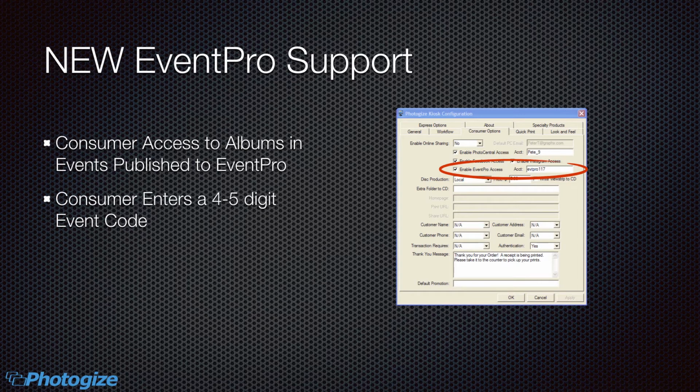The way they access this is after they've touched the button that says Access Events, they enter a 4 or 5 digit event code that will come to you in your email every time you publish an event in EventPro.